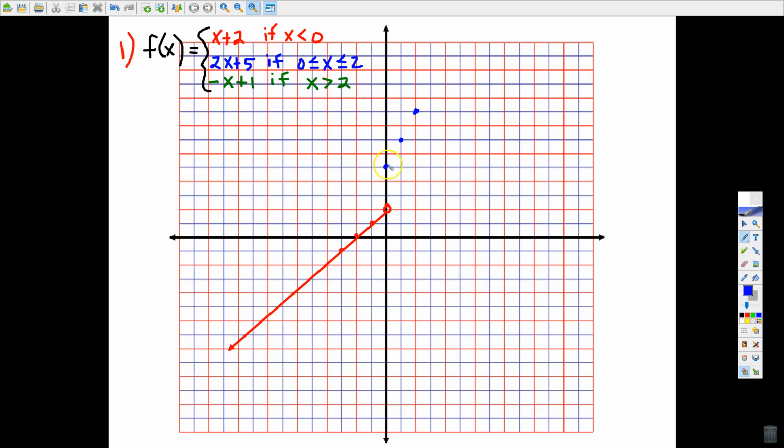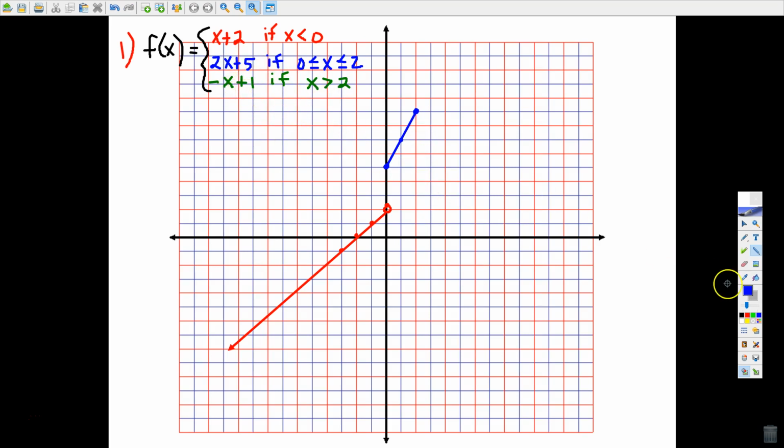So here is where x is 0 on this line. Here is where x is 2 on this line. And since both of those are included, we're going to make sure they're solid. And this is just going to be a little segment connecting those two outside points. So it'll look like this. I missed that, so I'll do that again. Okay, so the line for the blue looks like that.